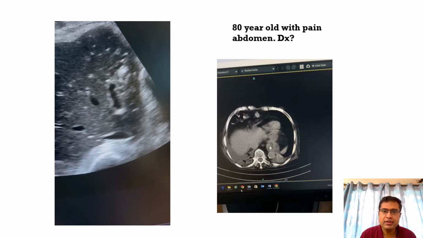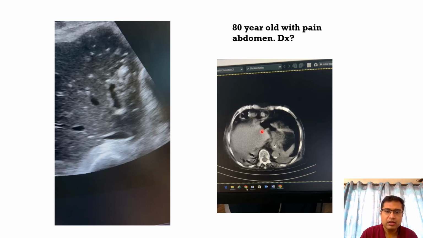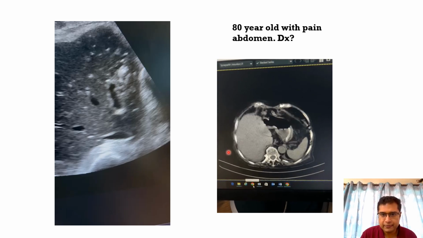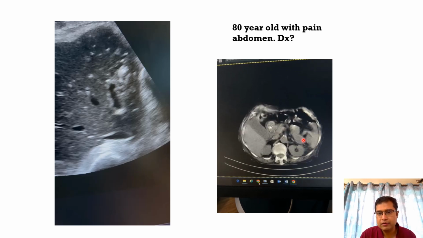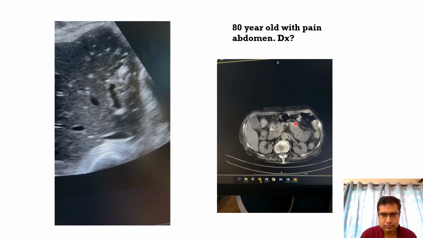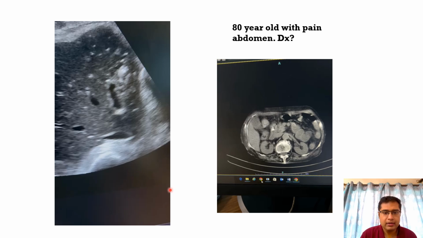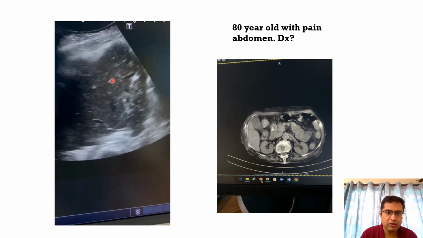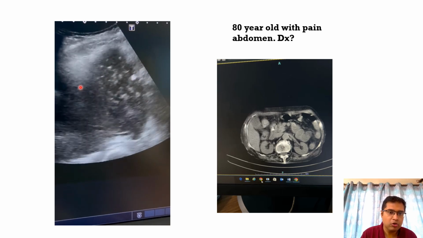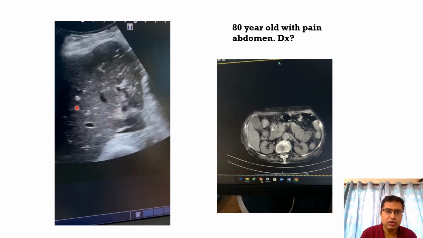The second question is an 80-year-old female who presented with abdominal pain, and we did ultrasound as well as CT for this patient. This is the CT picture of this particular patient where we see small hypodense cysts in the liver, and this is the ultrasound picture where we see multiple echogenic lesions with comet tail artifacts. What do you think the diagnosis is?